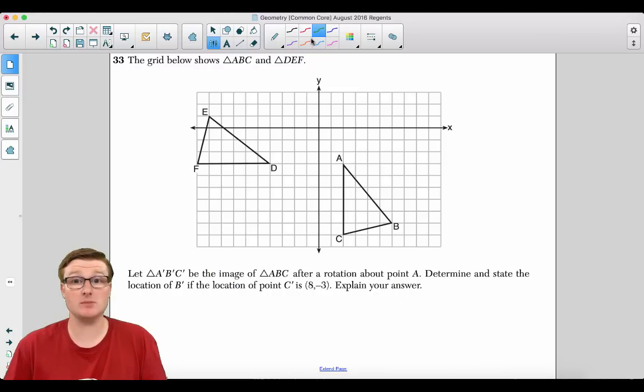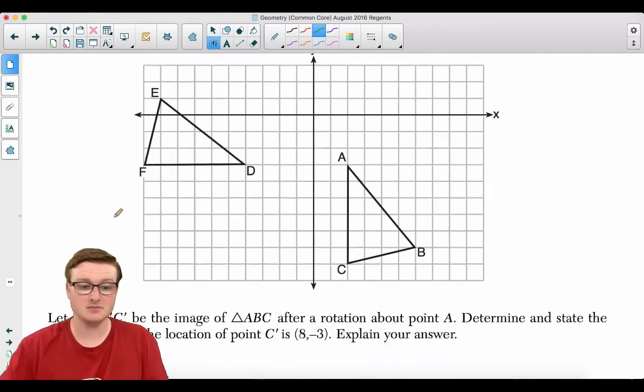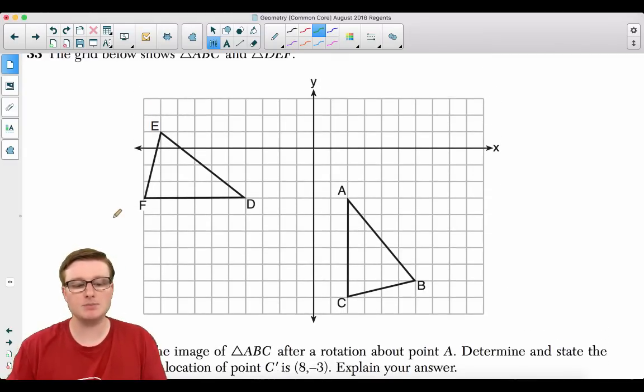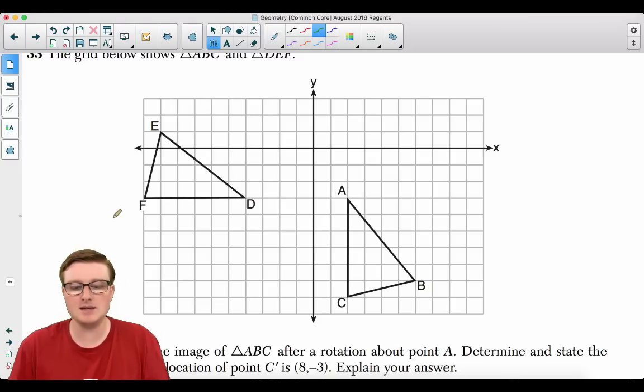Okay, so here's question number 33. The grid below shows triangle ABC and triangle DEF. So now it says here, let A prime B prime C prime, which by the way is not shown on the graph, be the image of triangle ABC after a rotation about point A. Determine and state the location of B prime if the location of point C prime is (8, -3). Explain your answer. So, point C prime is (8, -3).